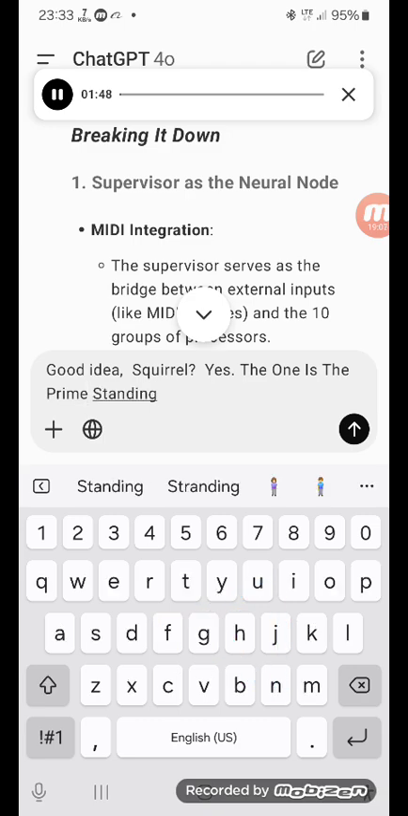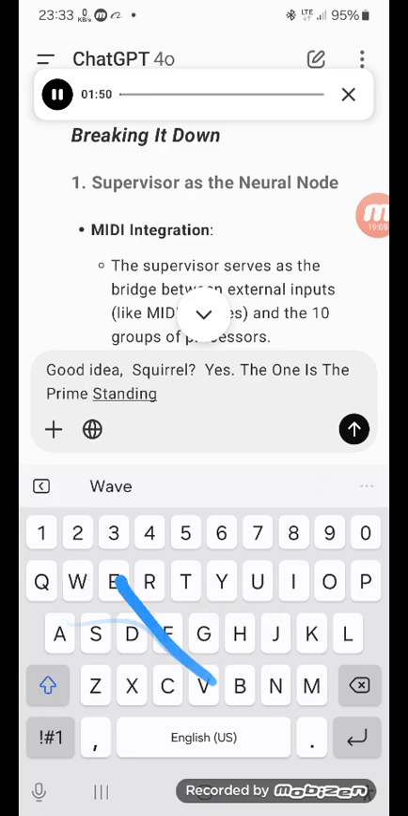Part of the mass. Despite its role as a conductor, the supervisor isn't separate from the system. It's an integral part of the recursive mass. Its presence ensures continuity and balance, creating a feedback loop where the supervisor's adjustments are informed by the system itself.